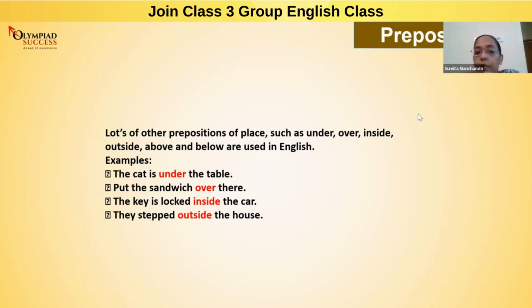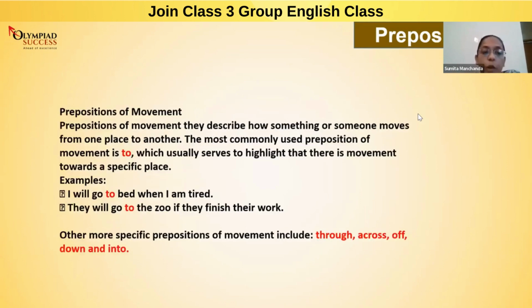Put the sandwich over there. Where do I need to put the sandwich? Over there. So over is a preposition. The key is locked inside the car. Where is the key? Inside the car. They stepped outside the house. Where did they step? Outside. So outside is again a preposition of place. In this way, you can very easily come up with time and place. Now, preposition of movement describes how something moves.